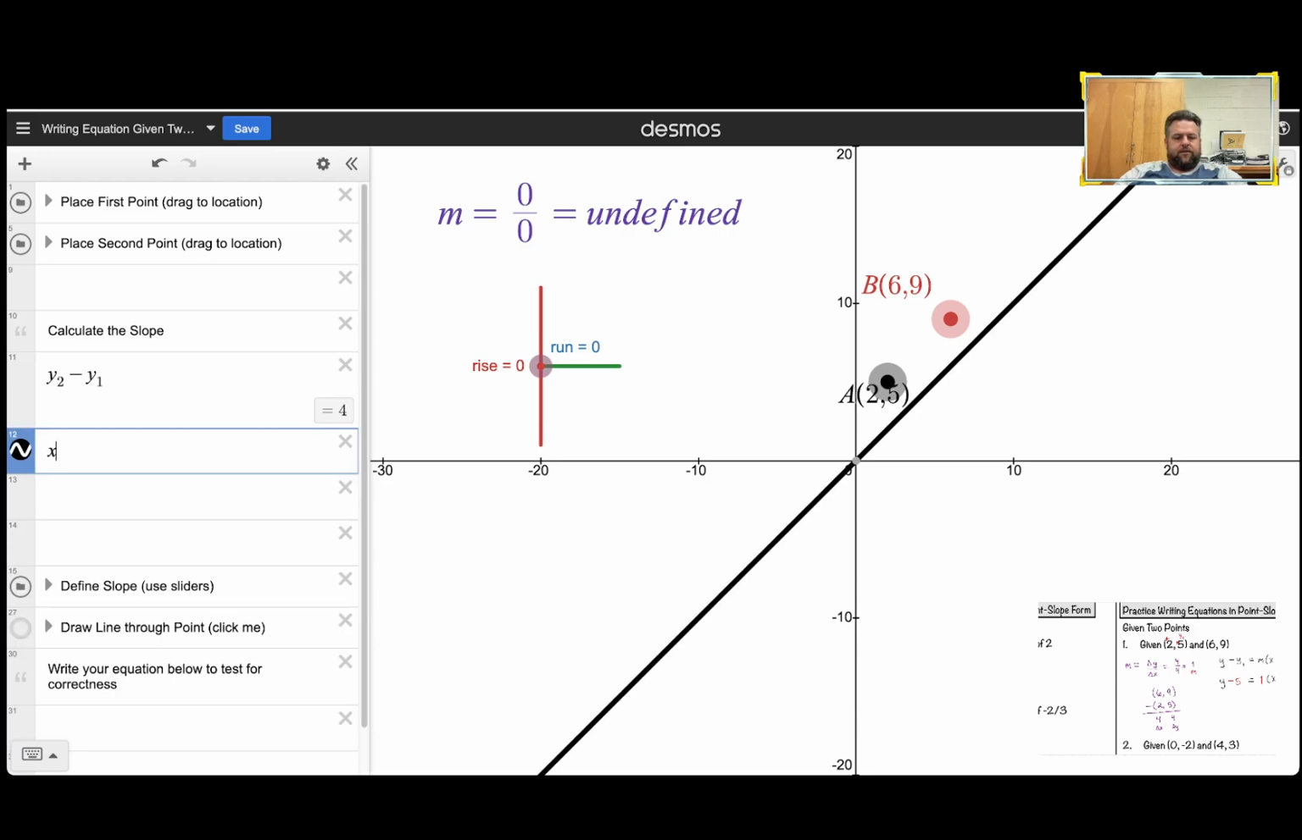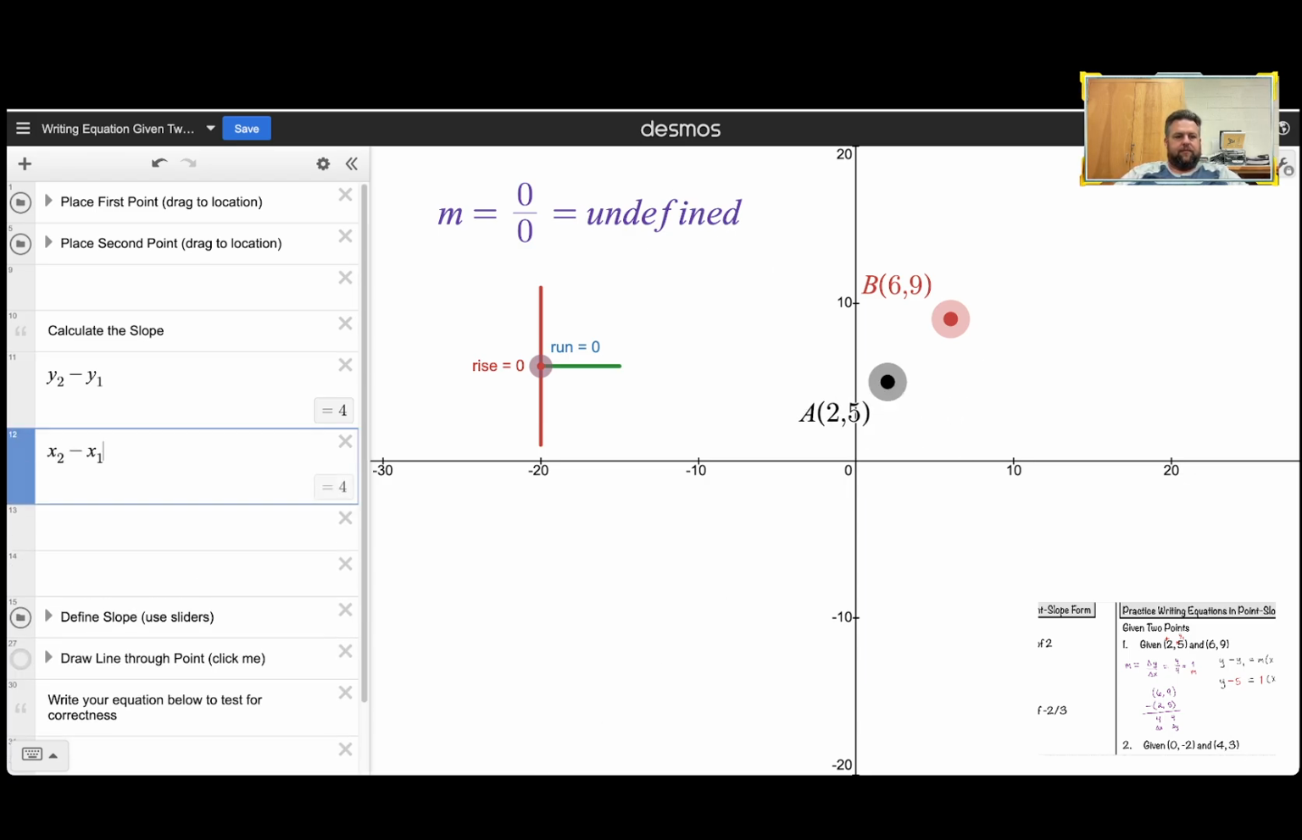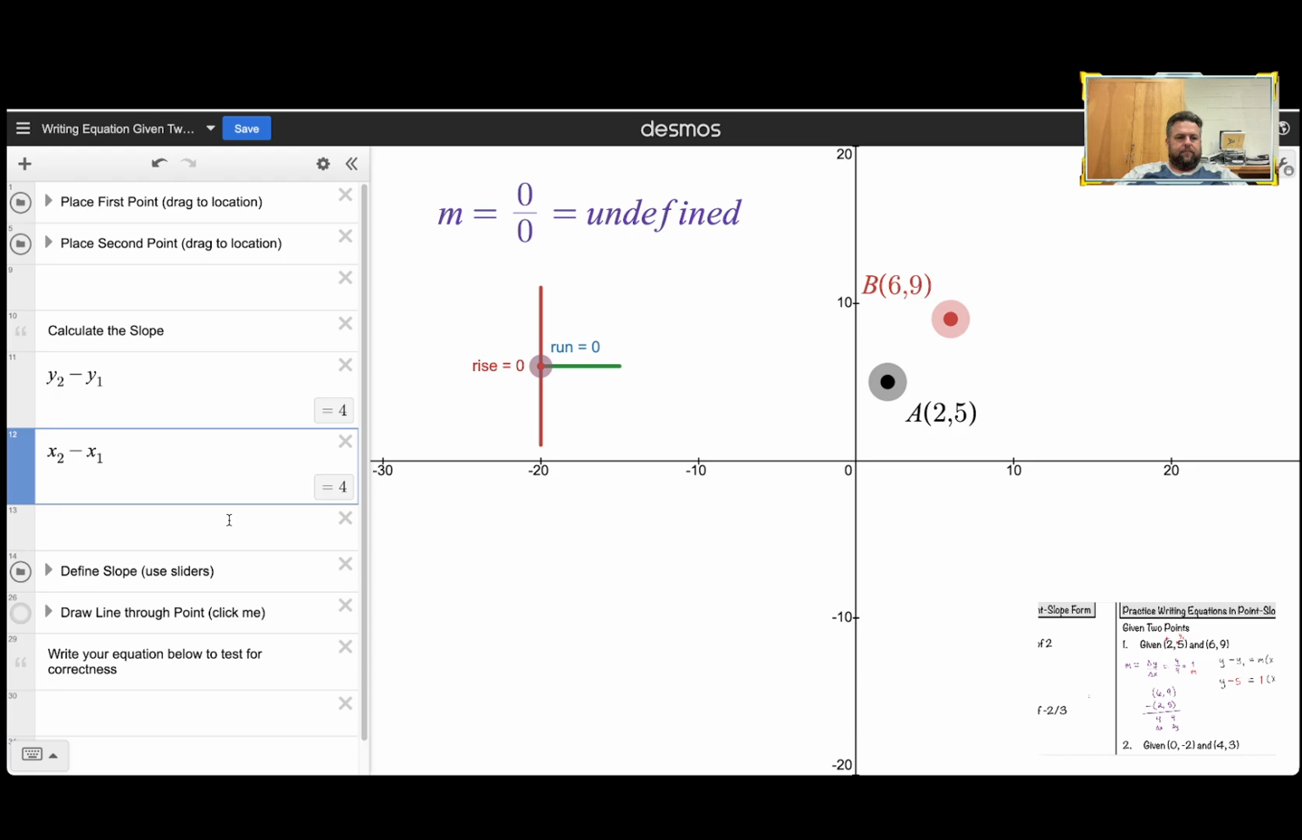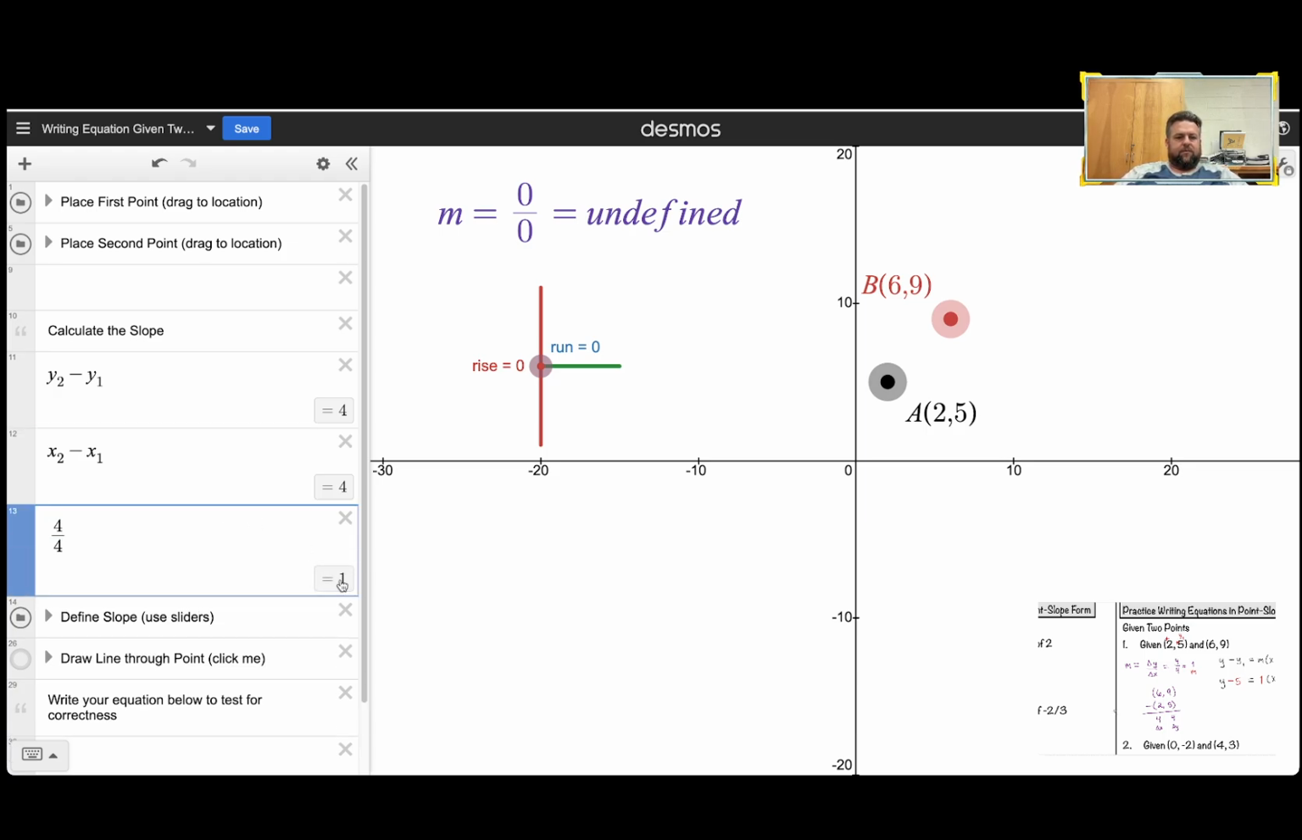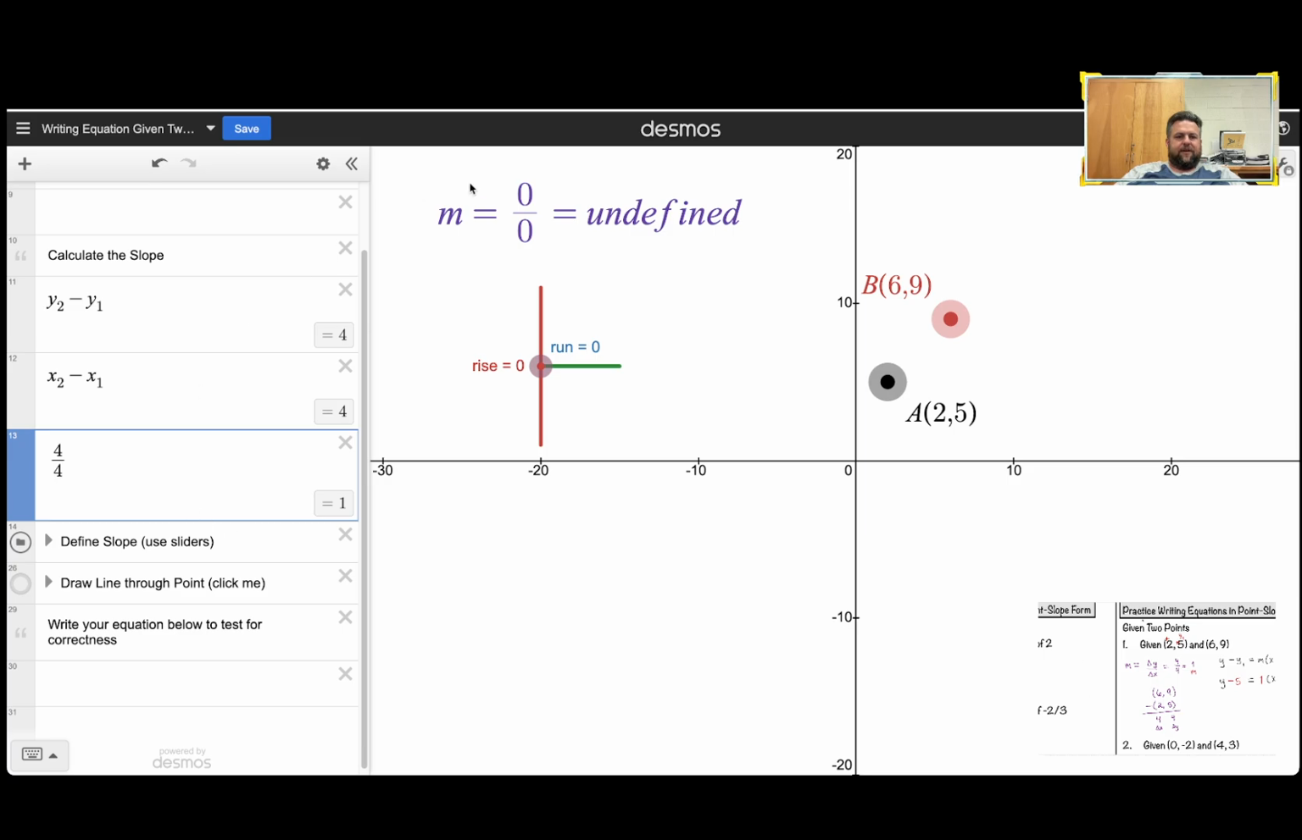Let's do our x2 minus x1. That is also 4. So to create the slope, what is 4 divided by 4? It's 1. So let's define our slope then. Since it's 4 over 4, or 1, which is also over 1, there's our slope. 4 over 4 is equal to 1. So we have a slope of 1.